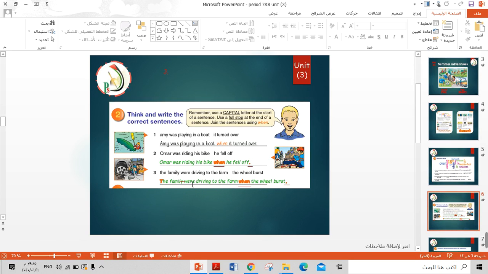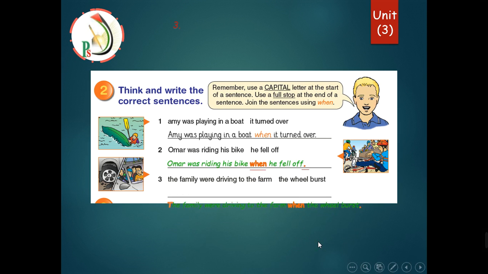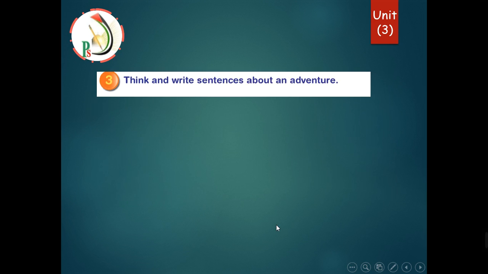Let's just do this one and underline the things that you do. Put lines under the corrections that you did in the second and the third one. And don't forget that we use when to join between two sentences. And the third activity, think and write sentences about an adventure. Please, this is a task that you have to do.